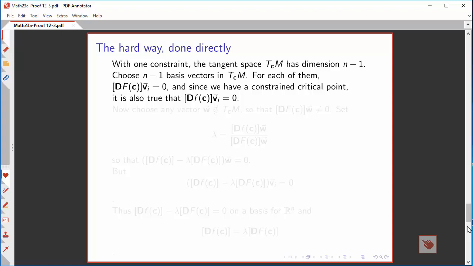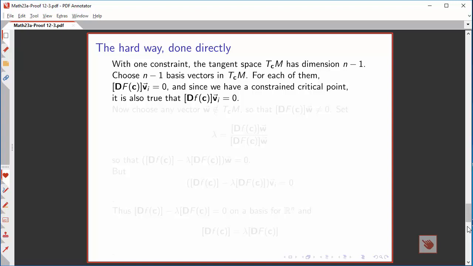Here's another way of doing this proof. This is the version of the proof that Shlomo Sternberg and I used in our textbook on Math for Students of Physics, and I actually like it slightly better. We've got just one constraint. We've got a manifold in R^n, and that manifold, because we have just one constraint, is a manifold of dimension n-1. Its tangent space has dimension n-1.